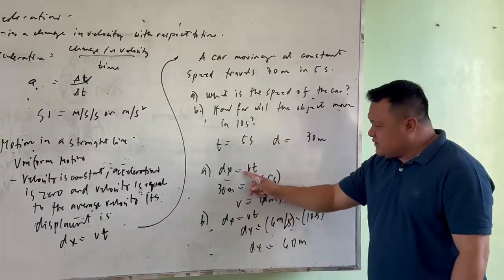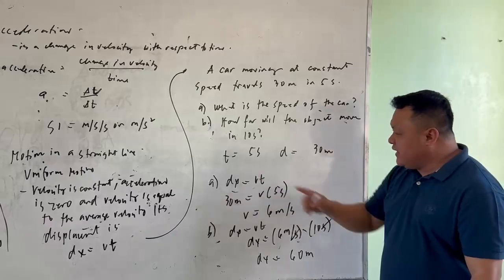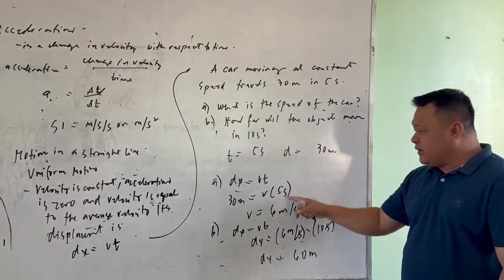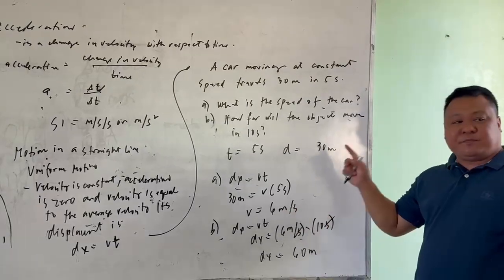We have dx is equal to v multiplied by time. The value for d is 30 meters and for time is 5 seconds. Therefore, 30 divided by 5 is 6 meters per second.